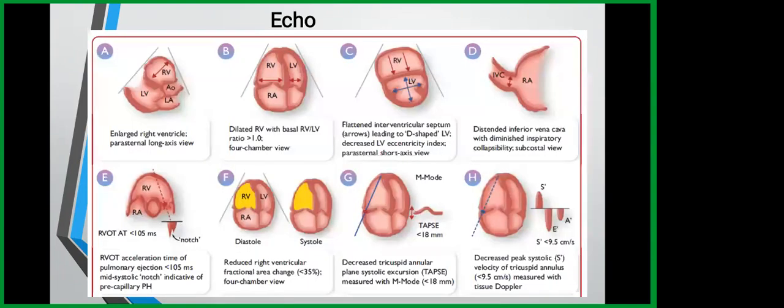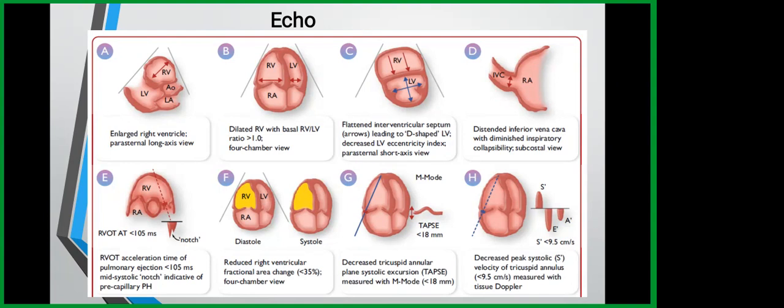So echo, it's important we know in detail the echo features of pulmonary hypertension. I just brought this also from that guideline and I took them one by one. The ventricle may be enlarged on parasternal long axis view, an enlarged right ventricle. Of course, normally the left is a higher pressure chamber, it's usually larger than the right. So when the right is larger than the left, it tells you that there is RV pressure overload. When you do the basal RV over LV ratio, it is greater than 1 on four chamber. This is not how it should normally be.